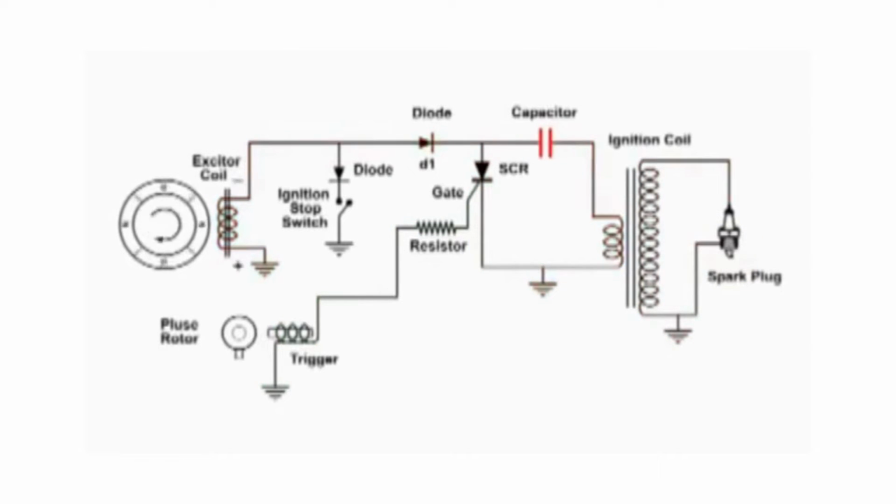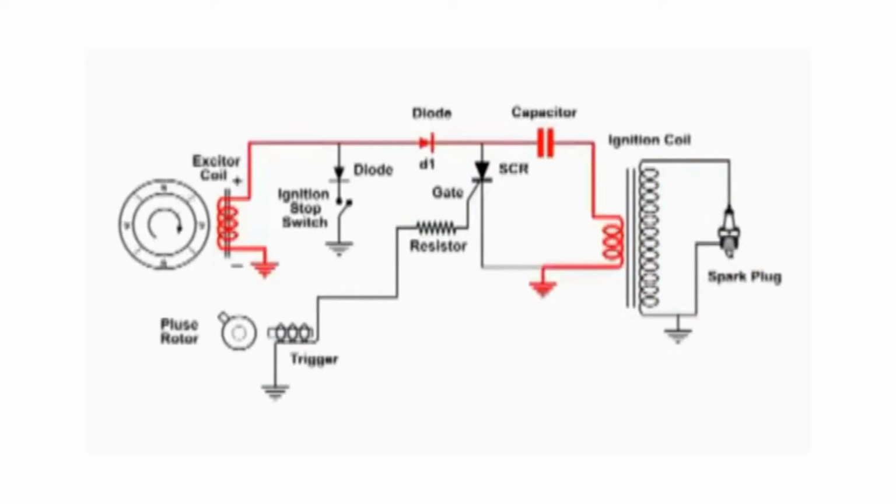This is a simplified drawing of a CDI, capacitor discharge ignition. All the way to the left is the exciter coil, and it has a rotating magnet that induces an AC voltage in that coil. Below that is the pulse rotor. It has one magnet, and it induces a voltage in the trigger coil.